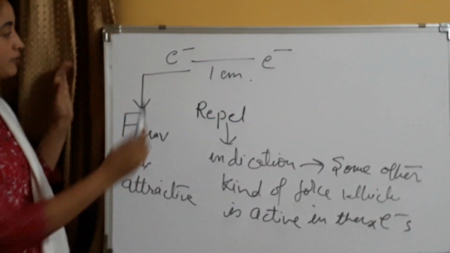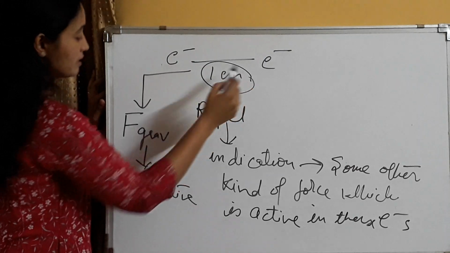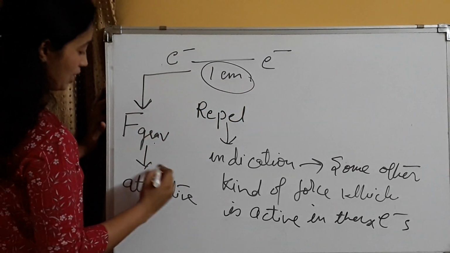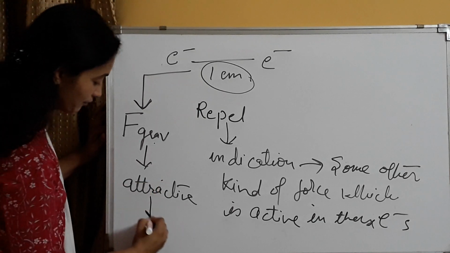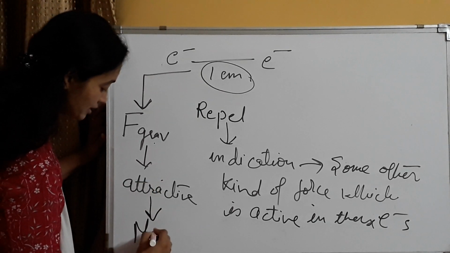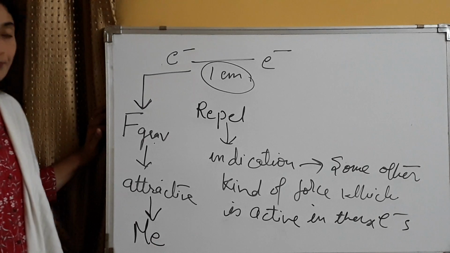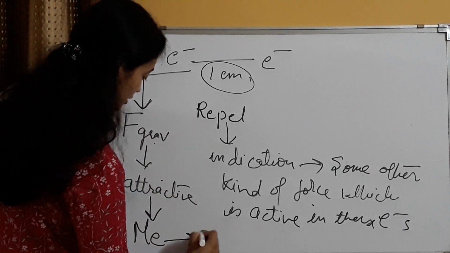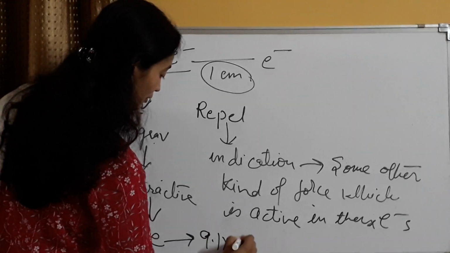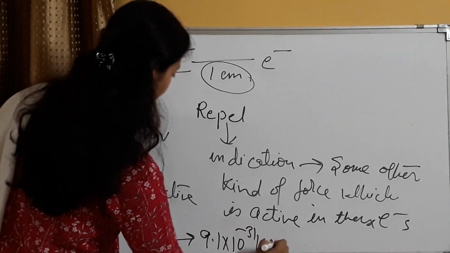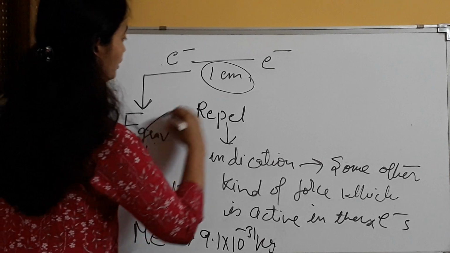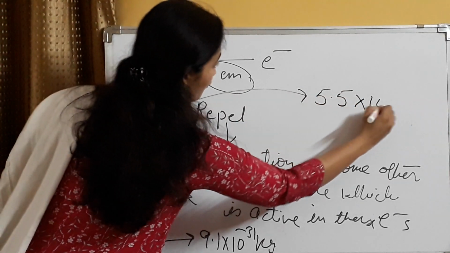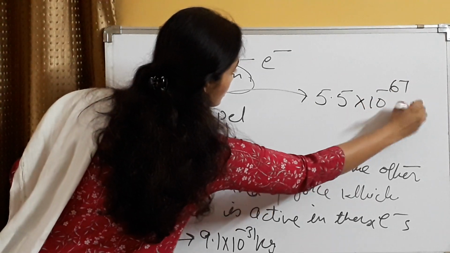So my concept is, if two electrons are kept at a distance of 1 centimeter, they experience the known gravitational force. This gravitational force is attractive, and it is basically due to the masses they possess. The mass of an electron is 9.1 into 10 to the power minus 31 kg, and the magnitude of this gravitational force, as we have seen, is approximately 5.5 into 10 to the power minus 67 newtons.